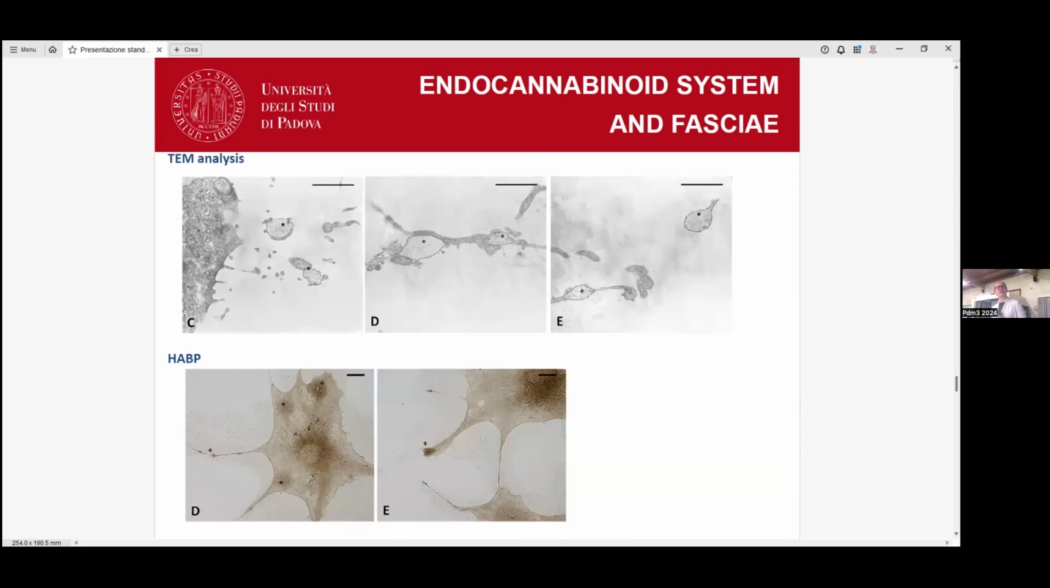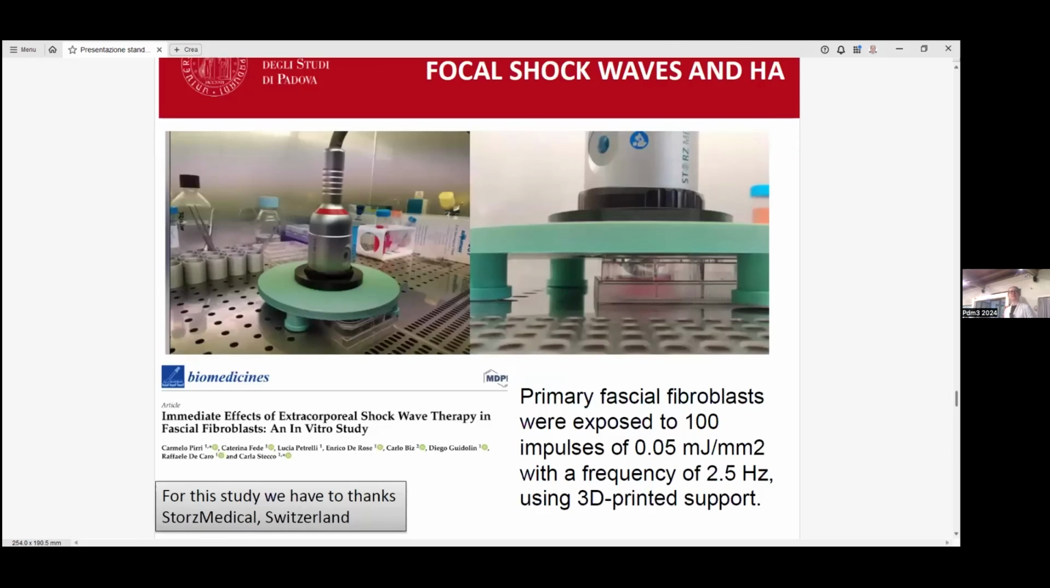And here you have the different stains. You can really see here. This is HBP, and you can see the cell that is releasing the hyaluronan in the extracellular matrix.